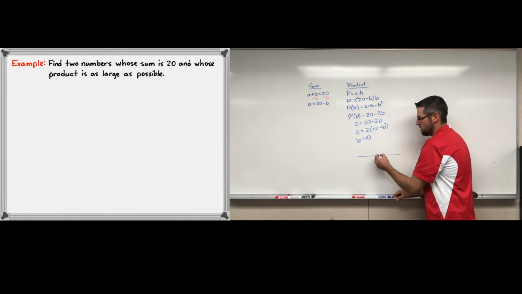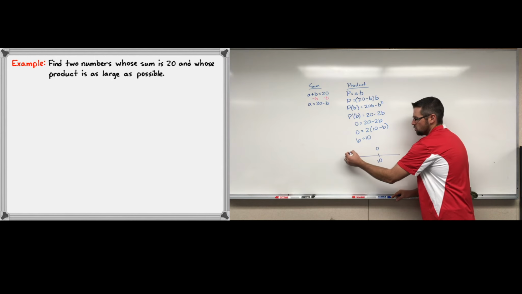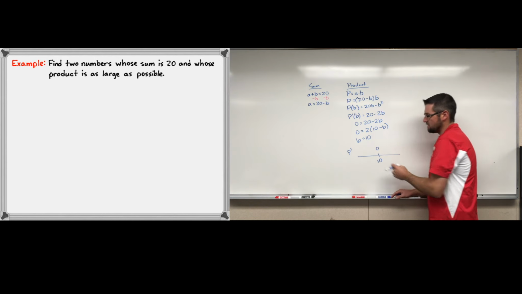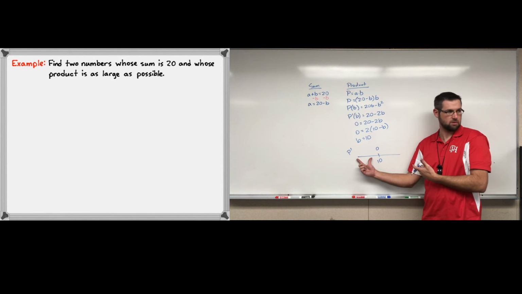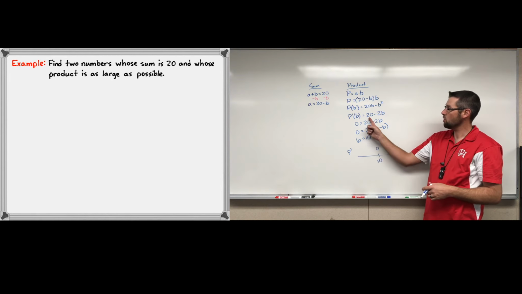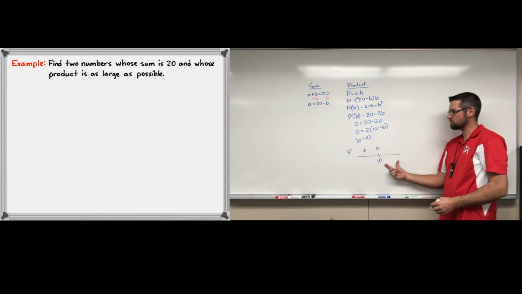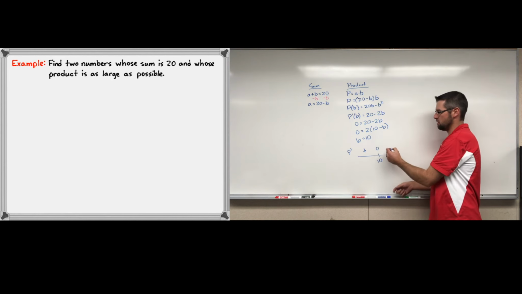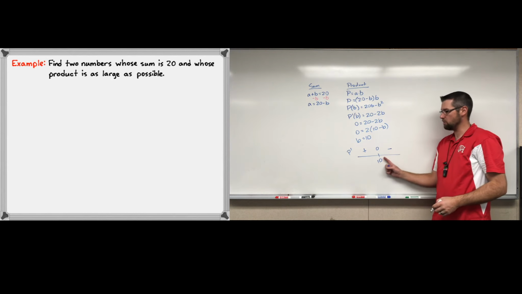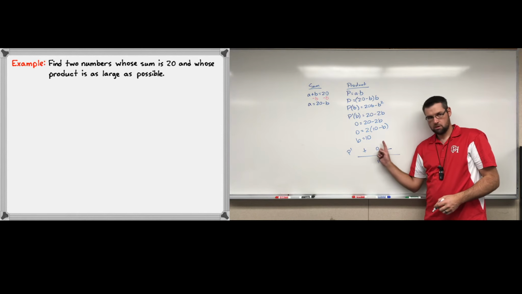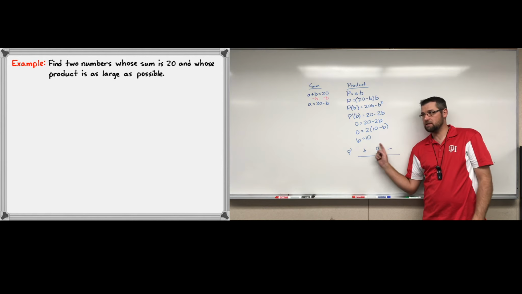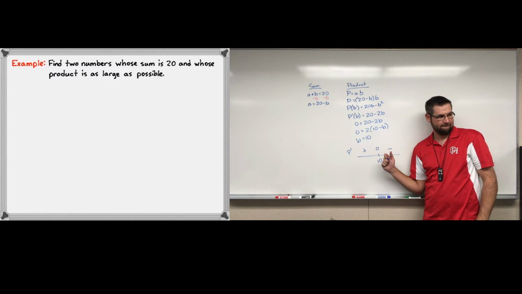So we're going to set up our number line. The derivative is 0 at 10. So let's pick a number to the left, 5. So what is P prime at 5? And pick another number over here, 11. So you get negative. So what can we say about this point? It's not just a relative, it's an absolute, but what's the justification for that?